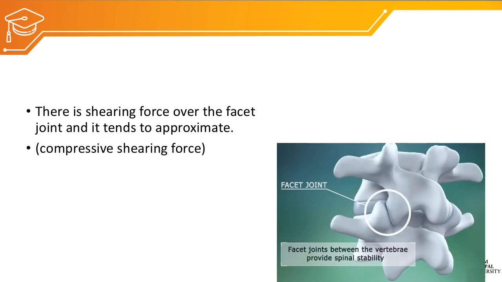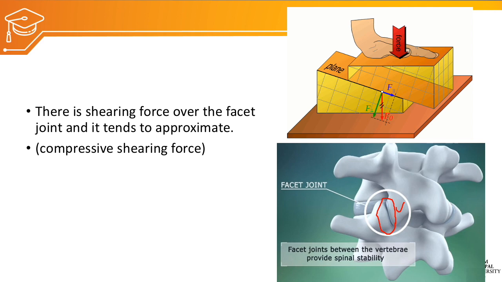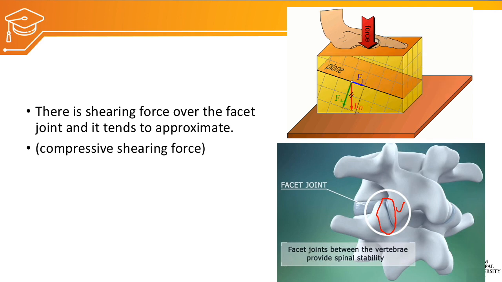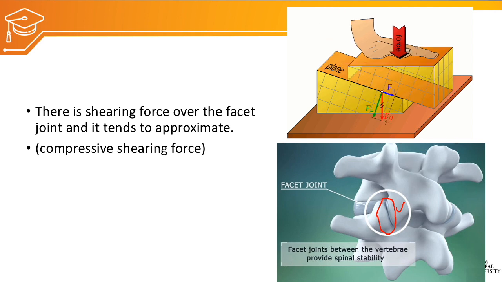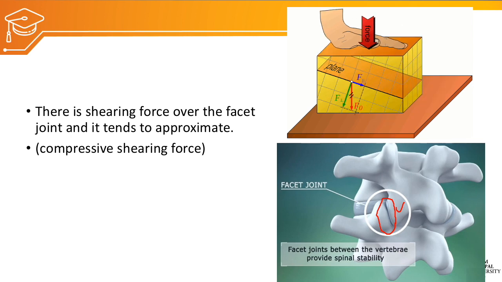There is a shearing force over the facet joint and it tends to approximate. So here is the facet joint of the lumbar vertebral spine, which tends to approximate because of the compressive loading coming from the upper part of the body, which creates a shearing force because of its alignment. So it can be called a compressive shearing force. You can see here to visualize how the shearing force acts on the facet joints because of the angulation of the articulating surfaces of the facet joint.